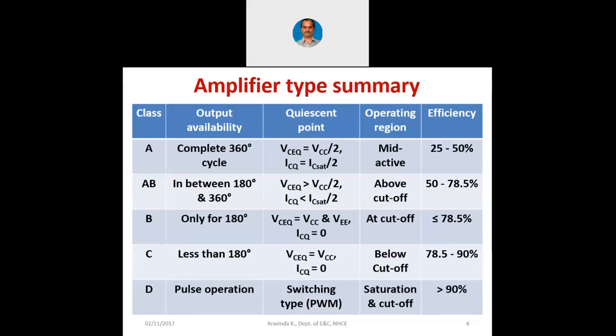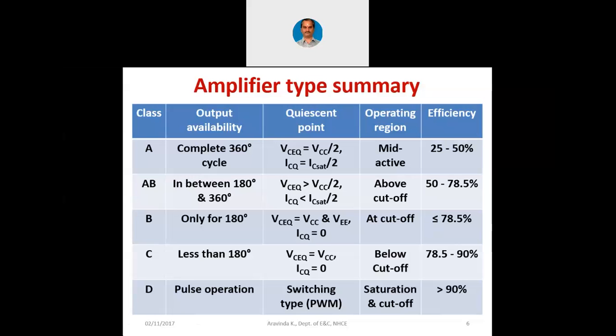When your mobile phone is charging, you can check which one is heating up, whether the charger or the mobile phone. Partly both will be heating up, but more heat will be nearer to the mobile phone because the battery is charging there. Inside the charger, class D operation is happening. It is only between saturation and cutoff. There is no active region there, so there is no dissipation of power in the middle of the load line, due to which the efficiency of a class D amplifier is more than 90%.